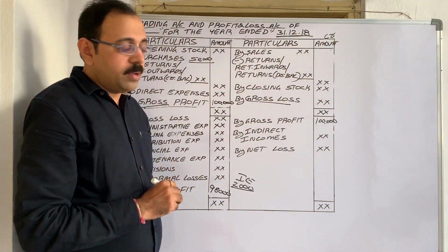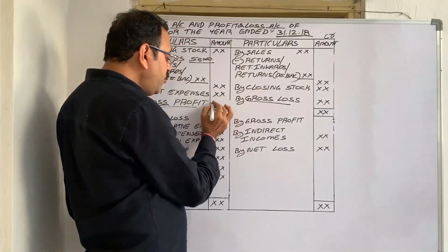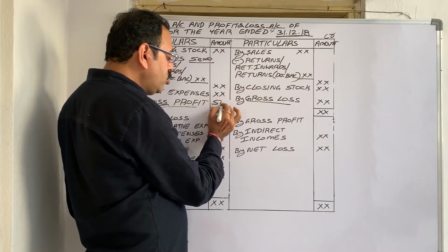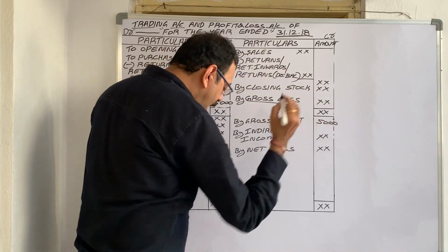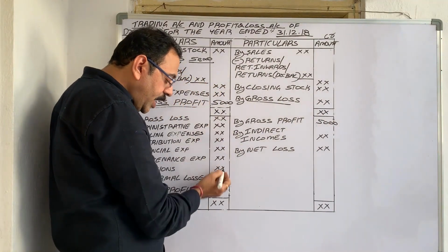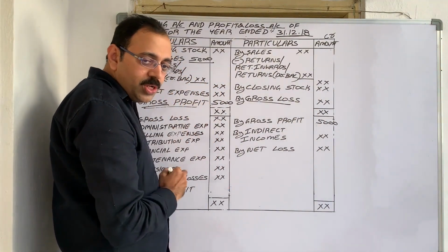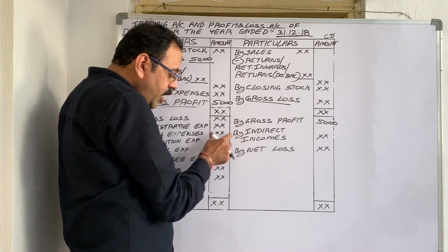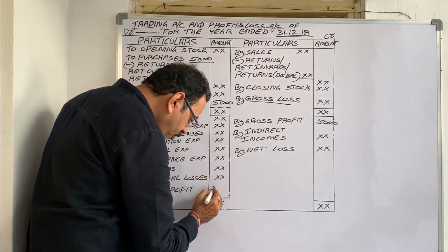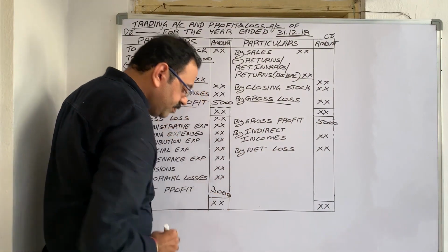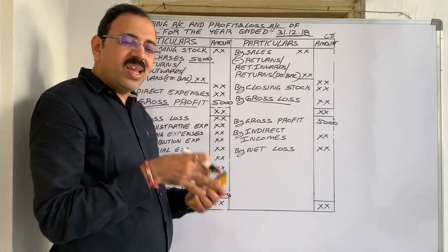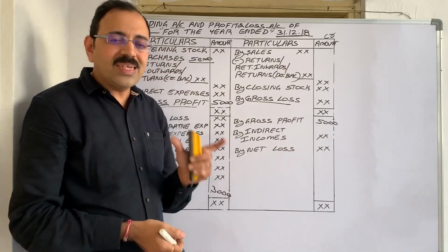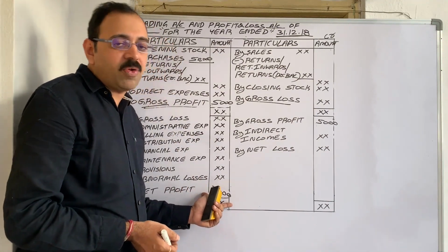Take another example. Assume gross profit amount is 5,000 rupees and this indirect expenditure total is 2,000 rupees. Then 5,000 minus 2,000, how much is the net profit? 3,000. And according to the owner, this 3,000 is a very small amount. He is not satisfied with the 3,000 rupees profit.